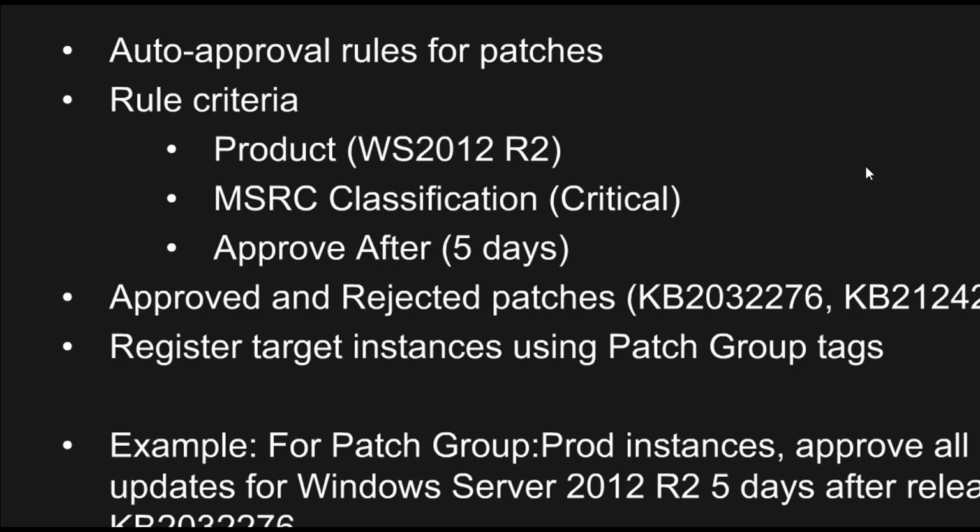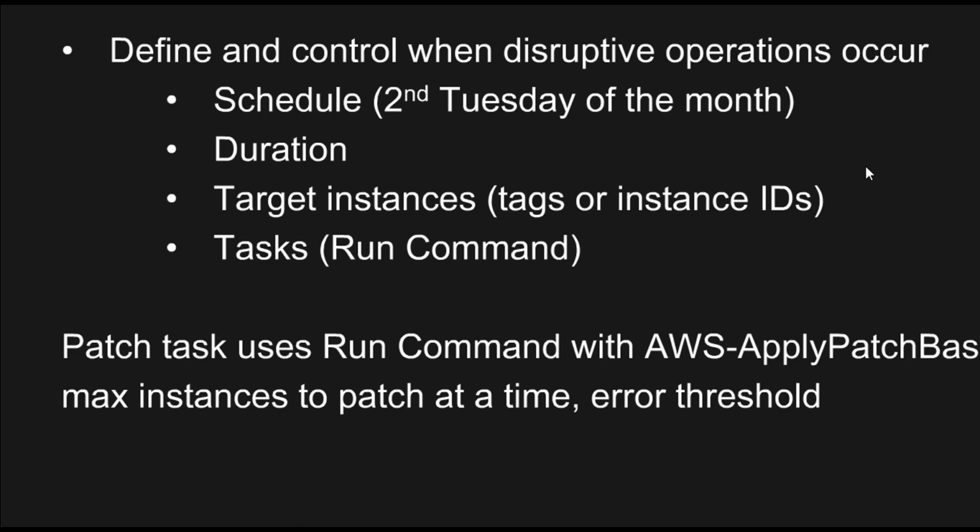You can also blacklist patches. So let's say you have a known compatibility issue with KB 123456. You can blacklist specific patches. Or alternately, if you decide that your organization just whitelists specific patches, you can use that as an alternative method as well. And then you're going to go ahead and you're going to register the target instances using a tag called patch group.